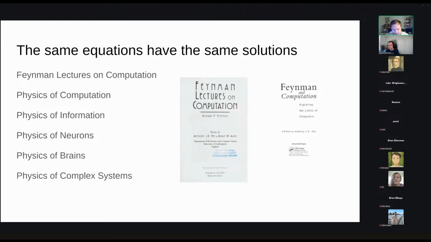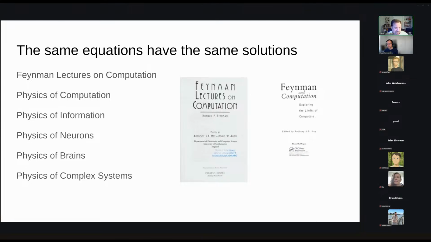So it reminds me of this idea. Richard Feynman said the same equations have the same solutions. I know Stephen Wolfram worked with Richard Feynman on the Connection Machine project, which essentially was kind of like a cellular automata computer. And that work led me into learning more about Feynman and his notion of computation.